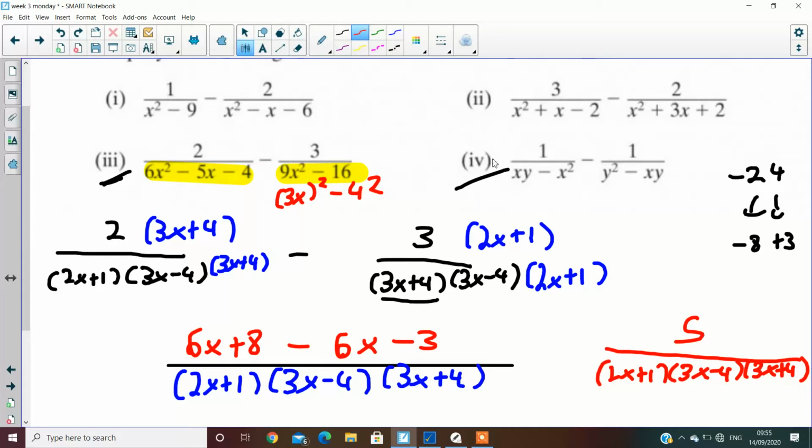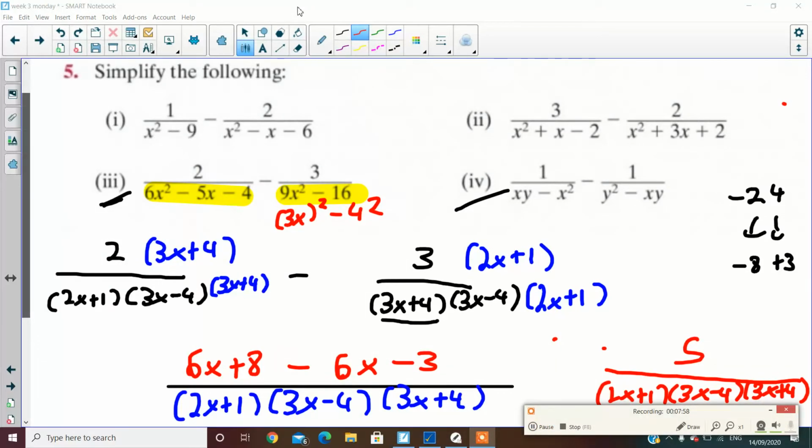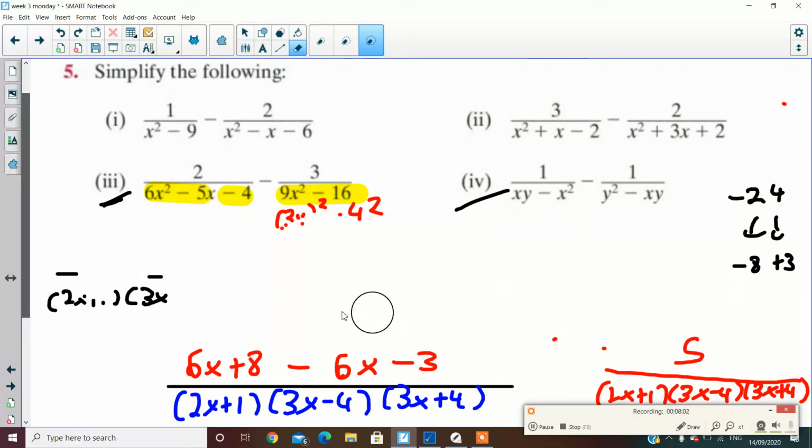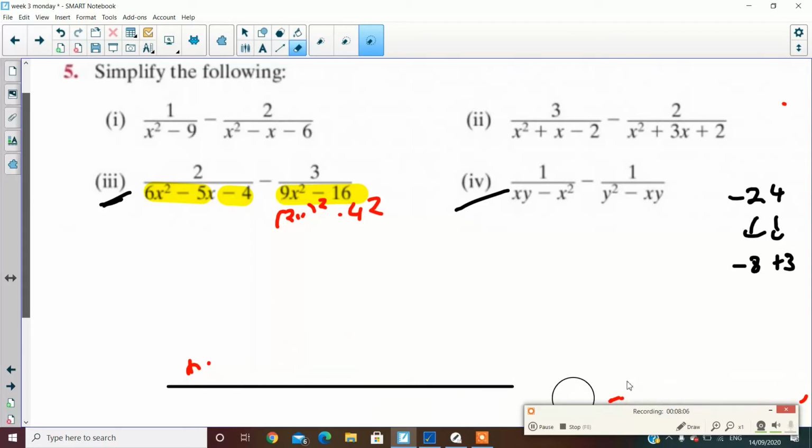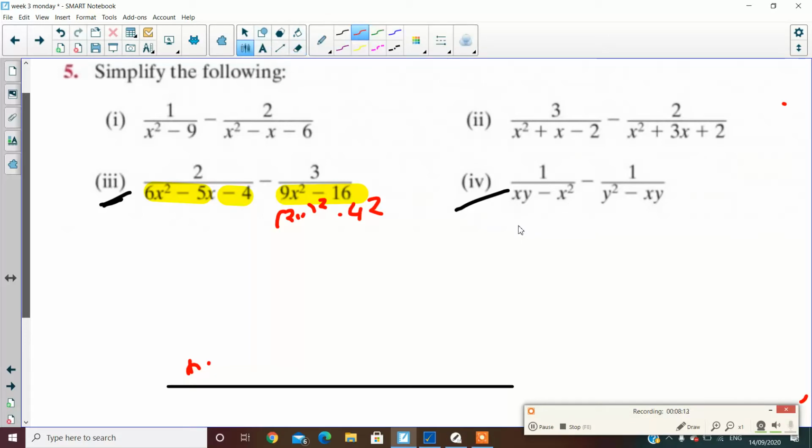All right, you're doing part 4 now. You need to fully factorize both denominators, okay? So what can you take out of xy minus x squared? You take out x, can't you? So it's 1 over x into y minus x. And what about the other one? 1 over y into y minus x.